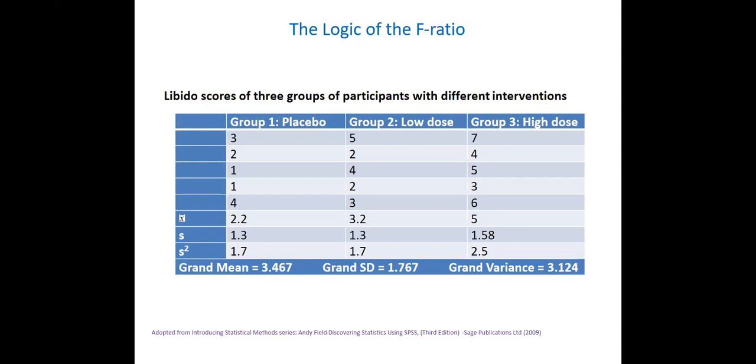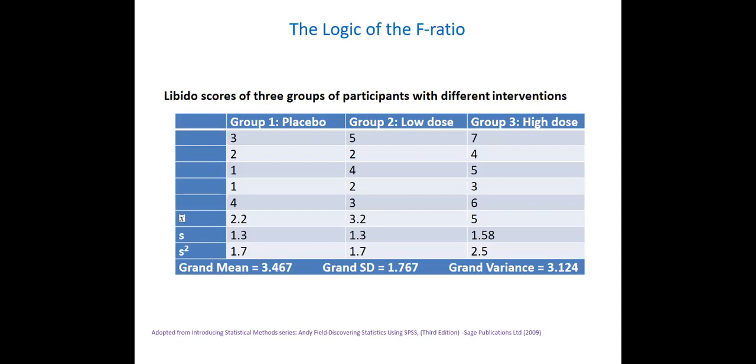You look at group 1 now, you have 3, 2, 1, 1, 4. And when you add all the 5 values together and divide by 5, it gives you 2.2. And standard deviation of 1.3. And the variance is 1.7. That is when you just square the standard deviation.